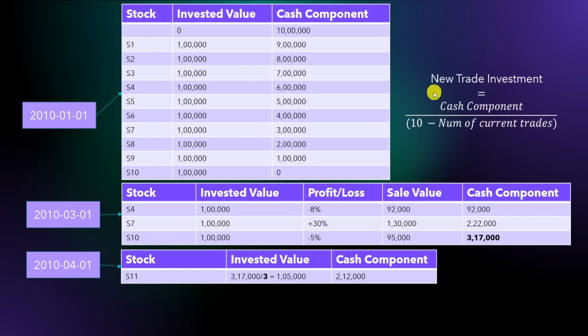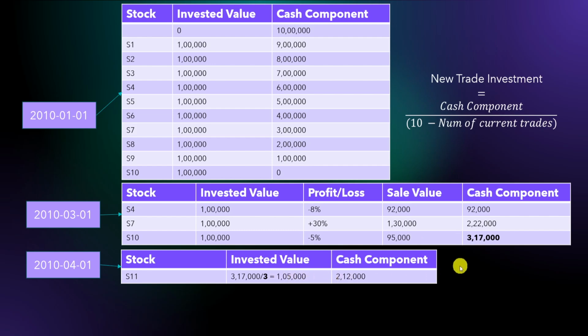Look at here. The new trade investment value will be the current cash component value divided by 10 minus the number of current trades. In this case, we have 7 trades in our portfolio, so that will become 10 minus 7, 3. The denominator will be 3 and the numerator will be the cash component value. The cash component we have is 3,70,000 divided by 3, which results in 1,05,000.